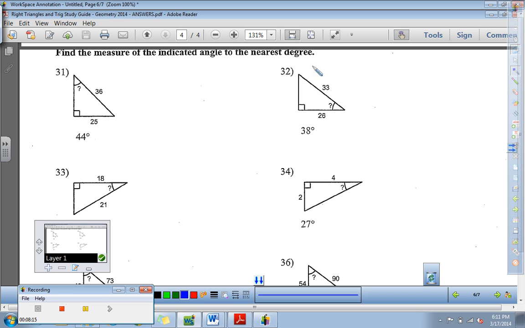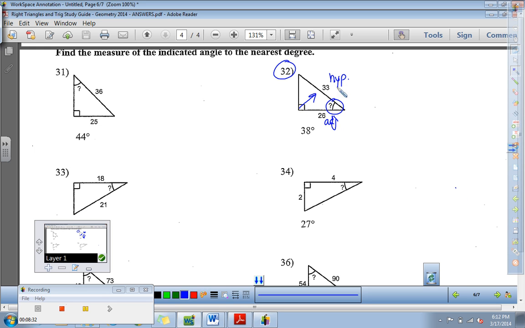Okay, now for 31 through 36, you're trying to find the angles instead of the sides. You're still going to set it up the same way. So let's look at 32. This is the angle that we care about, and we're given two sides. This side is adjacent to the angle, and of course 33 is always the hypotenuse. Any side across from the right angle is always going to be the hypotenuse. It's also adjacent to the angle, but because it's a hypotenuse, we call it hypotenuse.